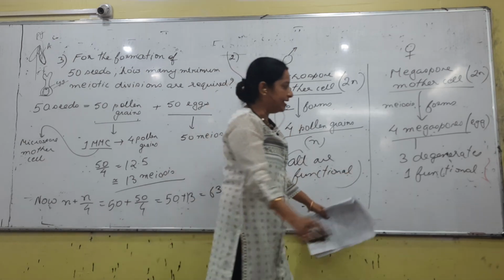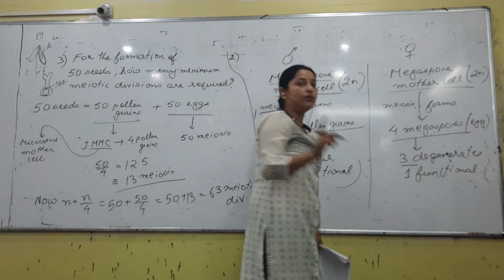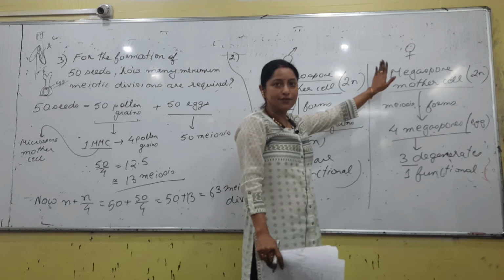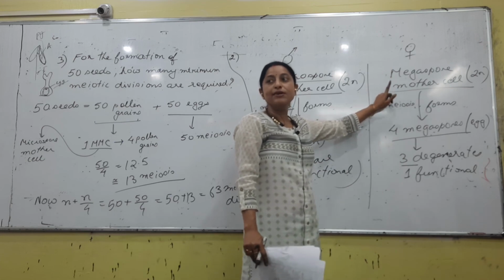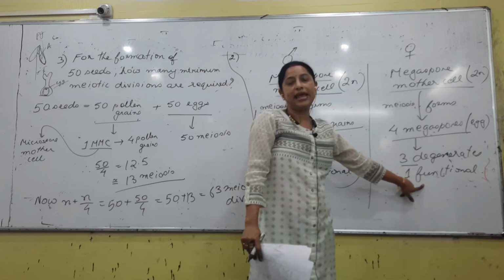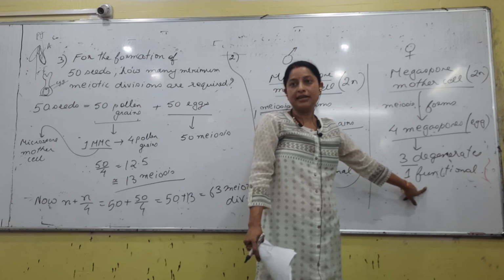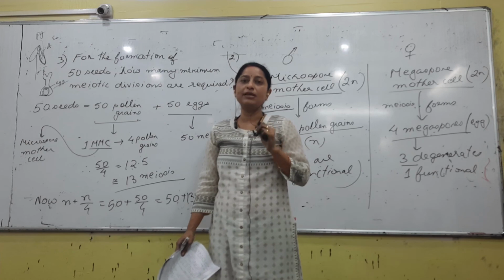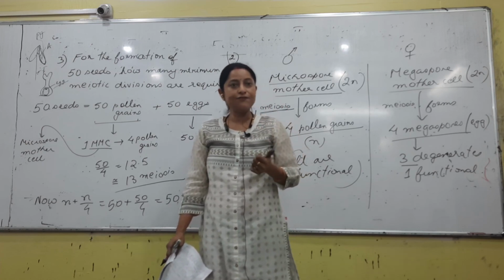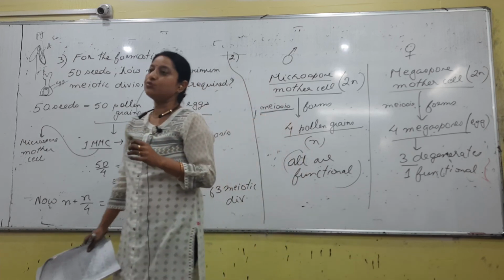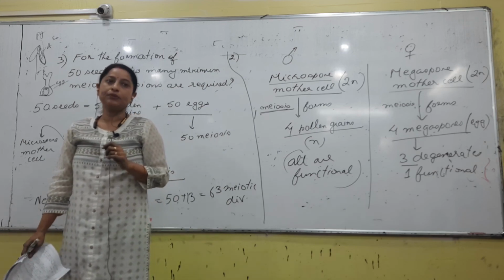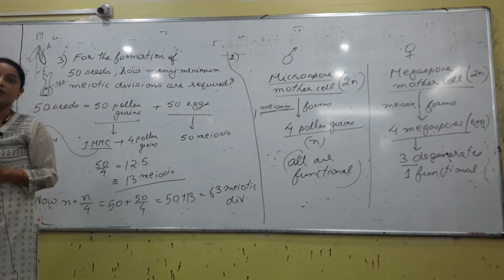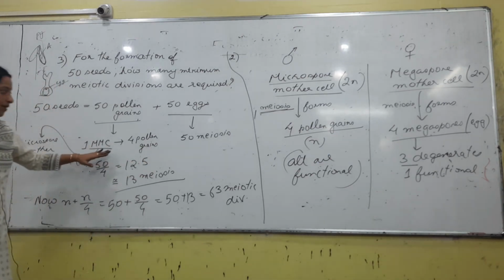In case of female, 3 of them degenerate, only 1 remains functional. In case of female reproduction, 1 meiosis produces 1 egg. Yes or no? In case of male, 1 meiosis produces how many pollen grains? 4. In case of female, 1 meiosis produces how many eggs? 1. Actually, I know it forms 4, but 3 degenerate, no. So that is the reason why we are writing here.